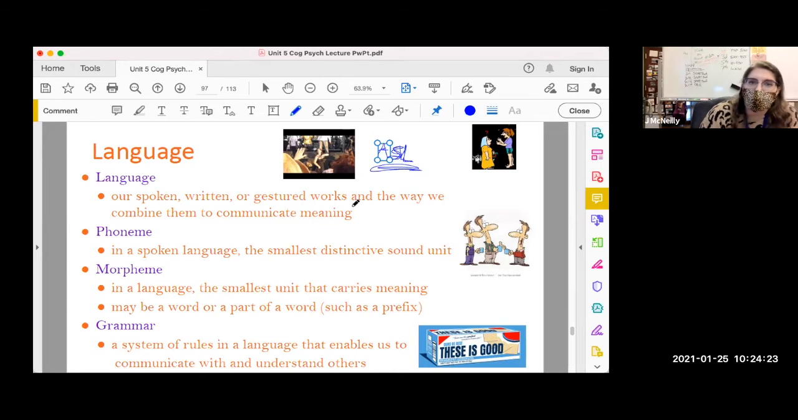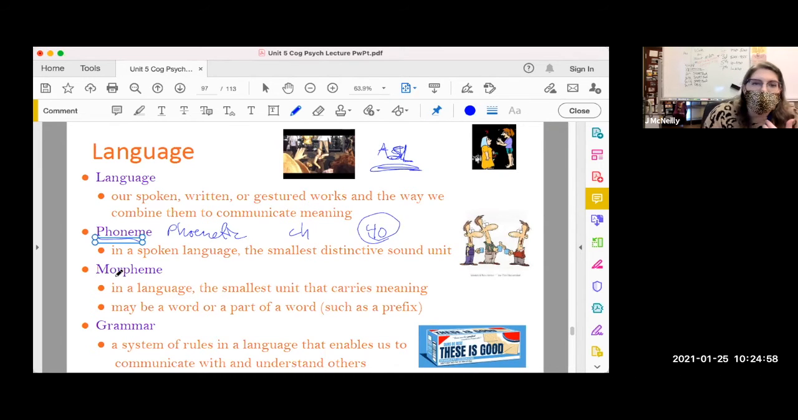Okay, now in spoken language, a phoneme, and I think phone as in sound, like phonetic, a phoneme is the smallest distinctive sound unit. So this could be like CH together, ch. Does it mean anything? No, not by itself. It has to be put with other phonemes in order to create a word. But it's the smallest distinctive sound unit that we have. And in English, we have around 40 of them.